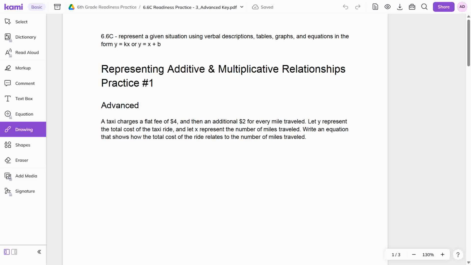Today we are looking at the sixth grade concept of representing additive and multiplicative relationships. This is 6.6c Readiness Practice, the advanced version.